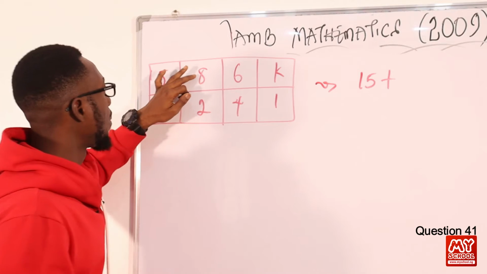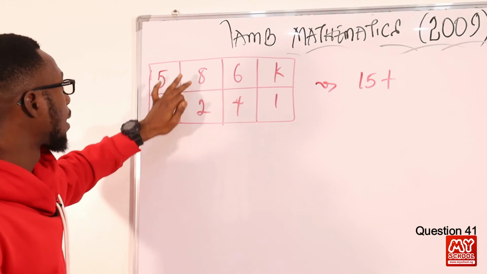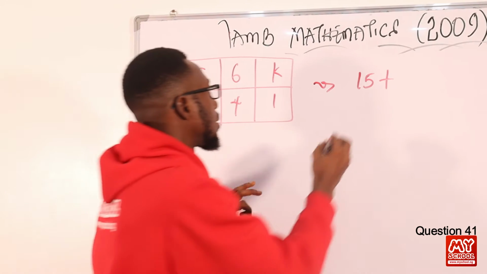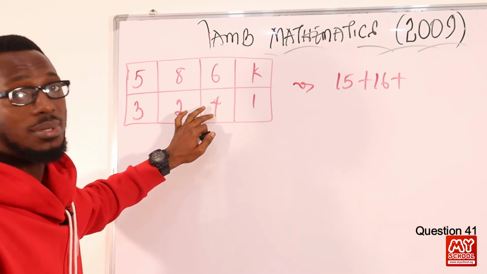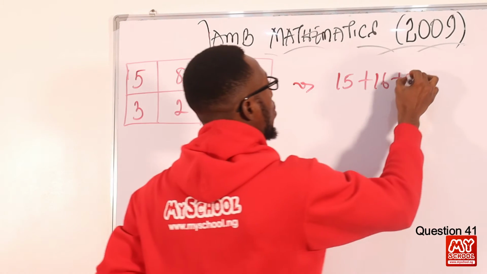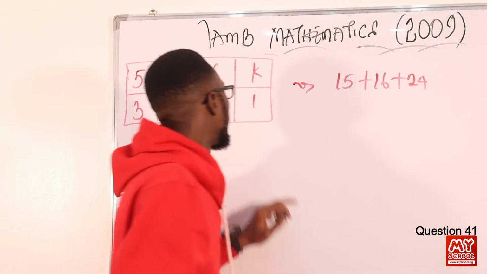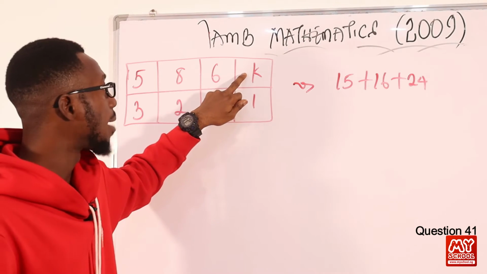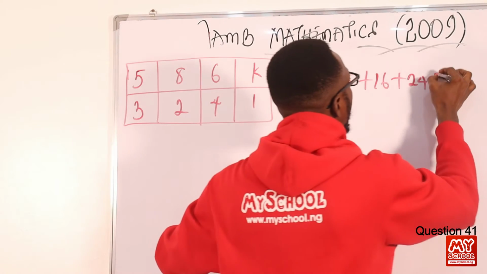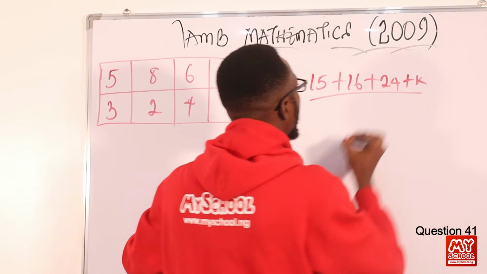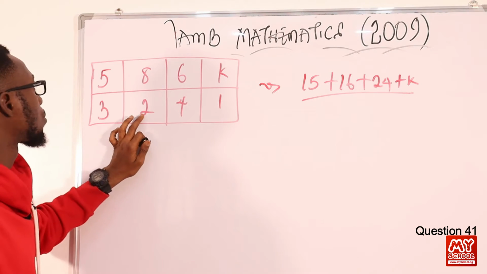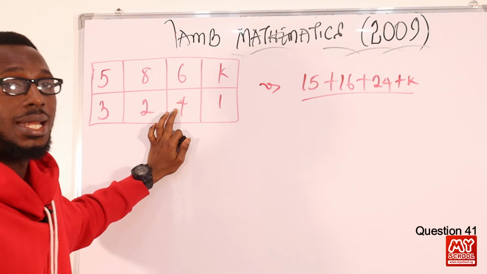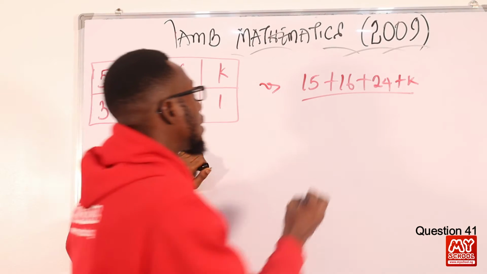Plus, how many times did the value 2 occur? That is twice, that is 8 times 2, that is 16, right? What about 6? 4 times, that is 6 times 4, that is 24, right? Then I have k, how many times? Just once. K times 1 I have, plus k over total frequency, all right? We have 3 plus 2, that is 5, plus 4, that is 9, plus 1, that is 10.